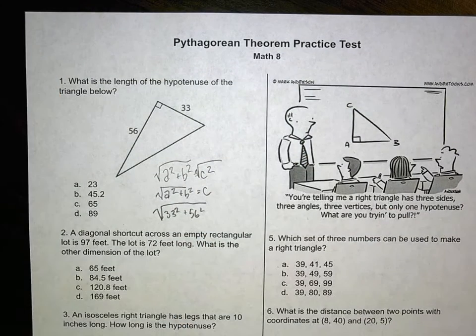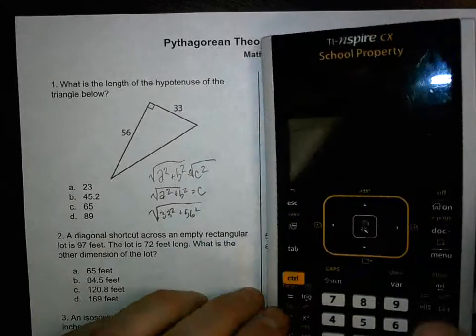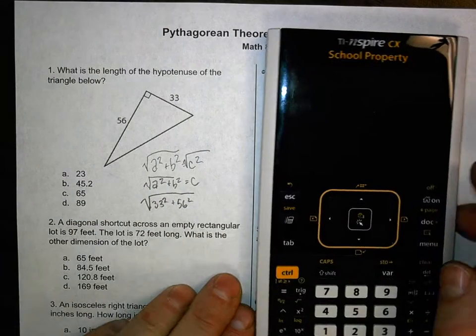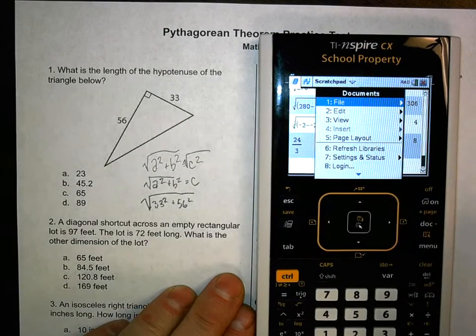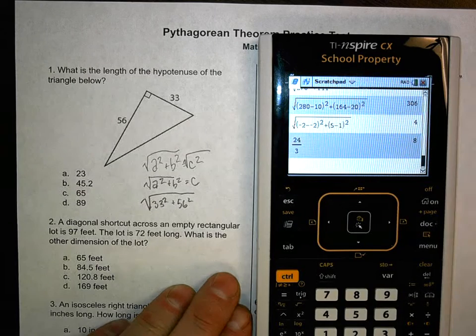I have to get a calculator behind me because I failed to do it to start with. But here we go, I got one now. Let's turn this thingy on. Clean that out.